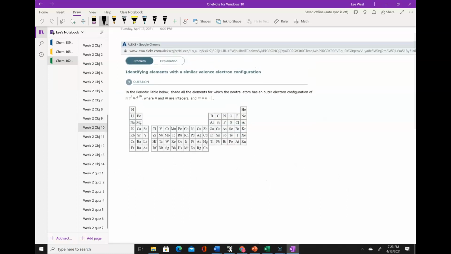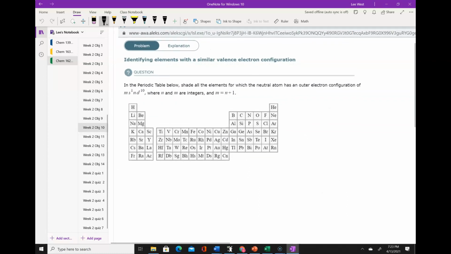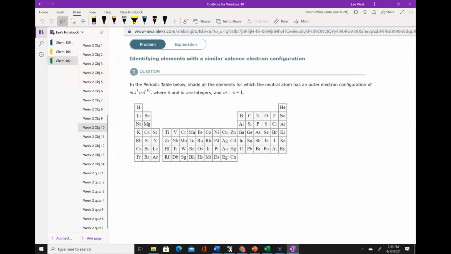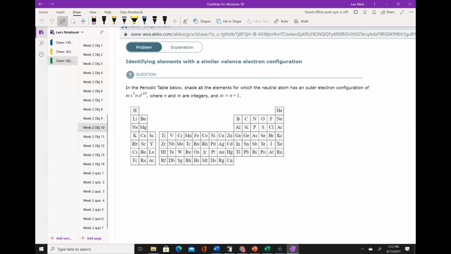All right, what's this one? It says, identifying elements with similar valence electron configuration. Elements that have the same group number have similar valence electron configuration. It says, in the periodic table below, shade all of the elements for which the neutral atom has an outer electron configuration of ms1 nd, where n and m are integers and m equals n plus 1. So it would be something like this.